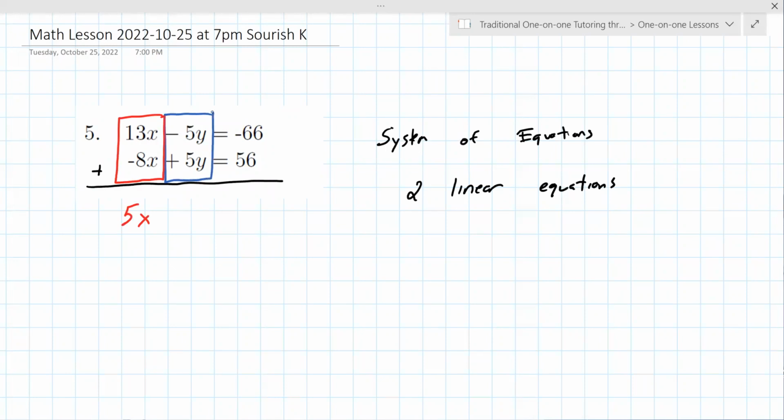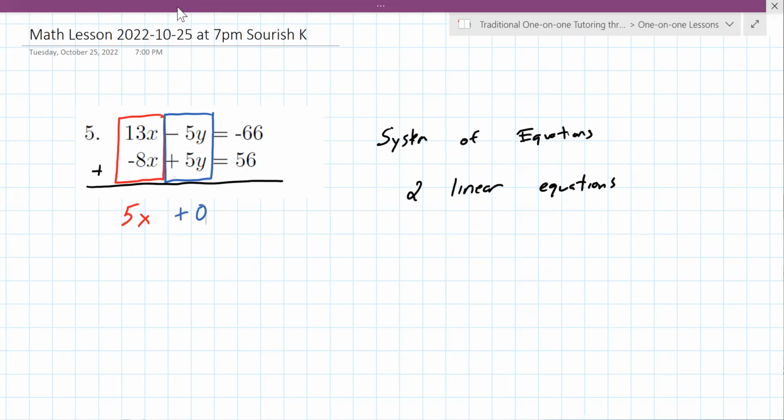Minus 5y plus 5y. What do they add up to? What is minus 5 plus 5? Negative 5 plus 5 is... 10? Nope, try again. It's 0. Yes, they cancel.